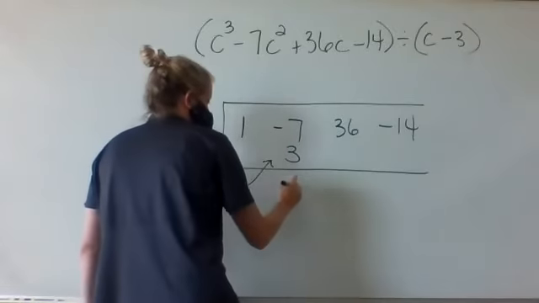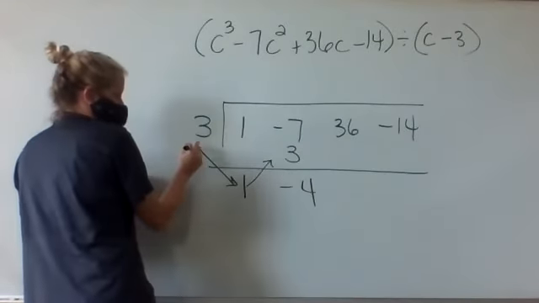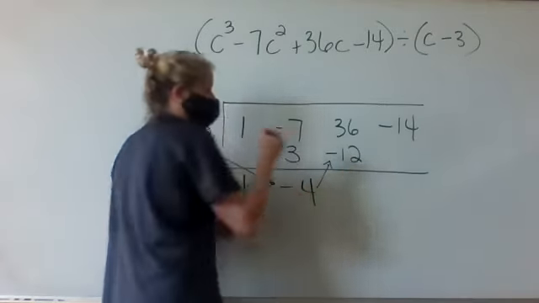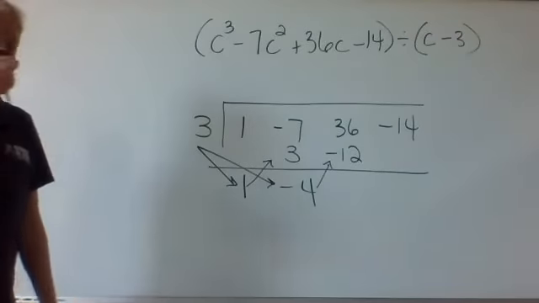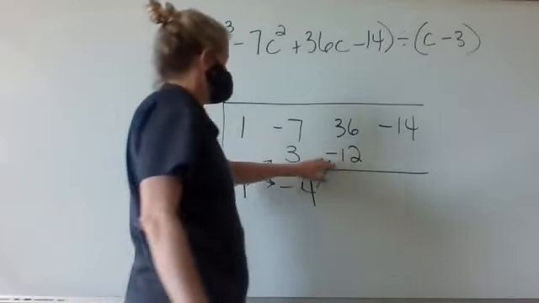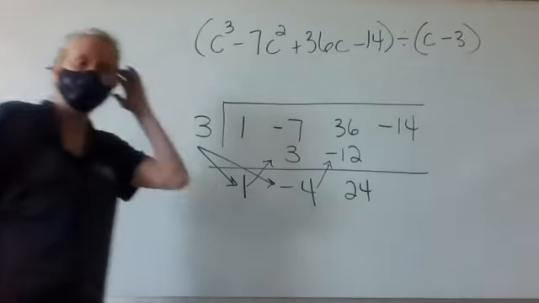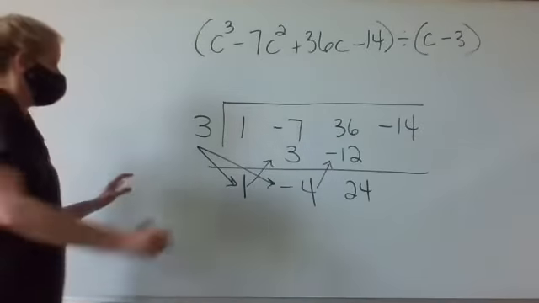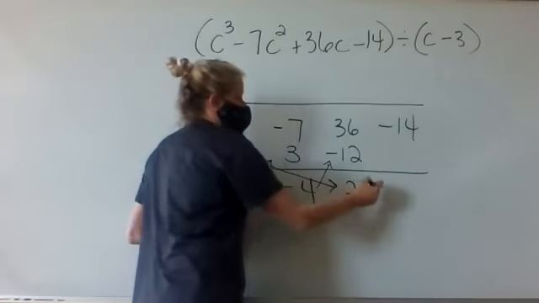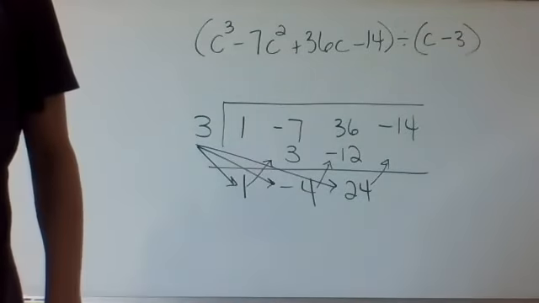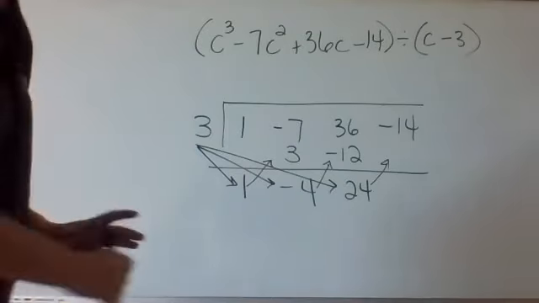-7 plus 3 gives me -4, and then I'll do it again. 3 times -4 gives me -12. 36 and -12 gives me 24. And then do it again. 3 times 24, and put your answer there. What is it? 72.